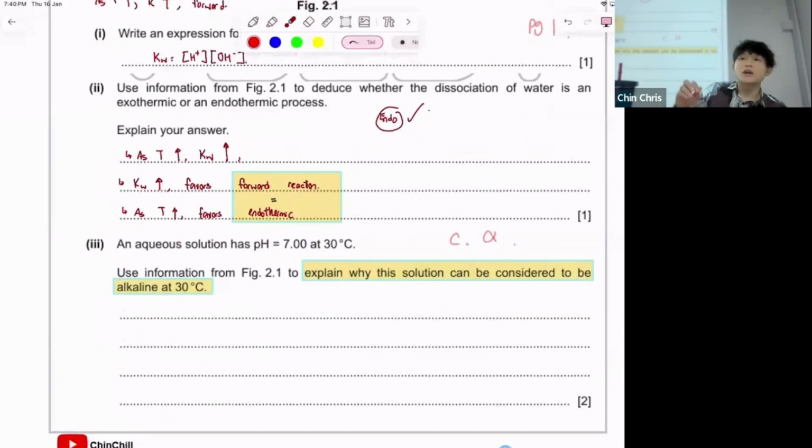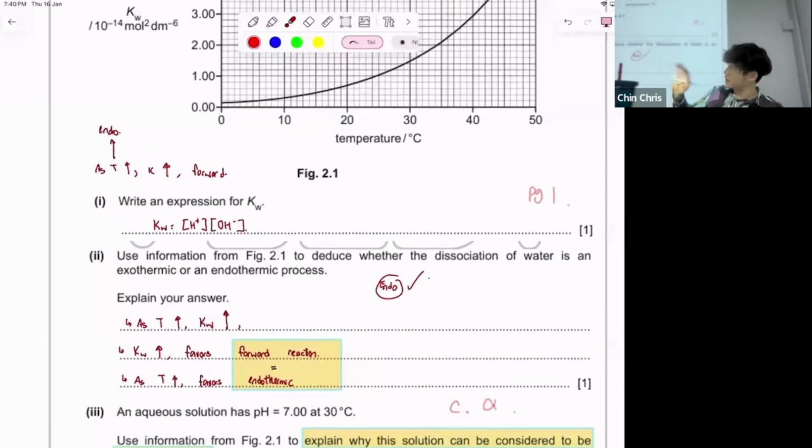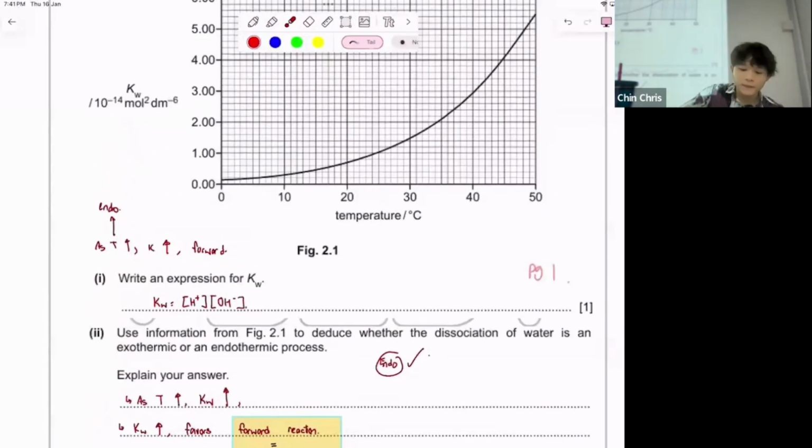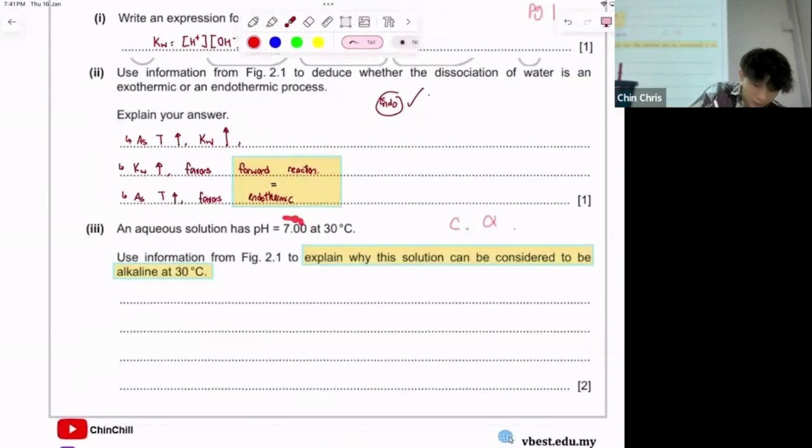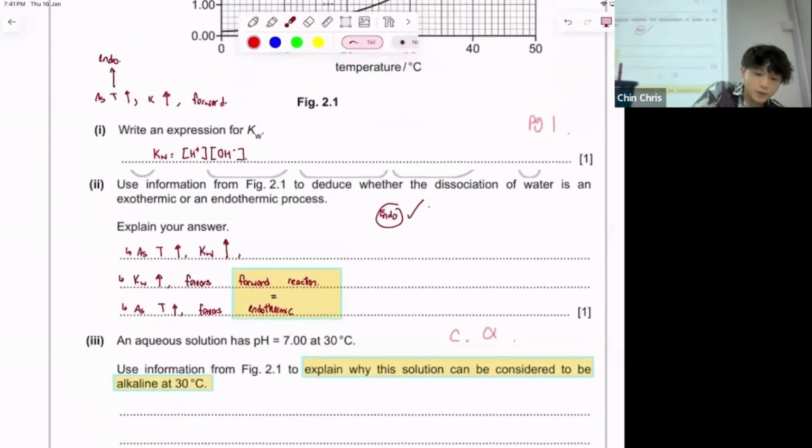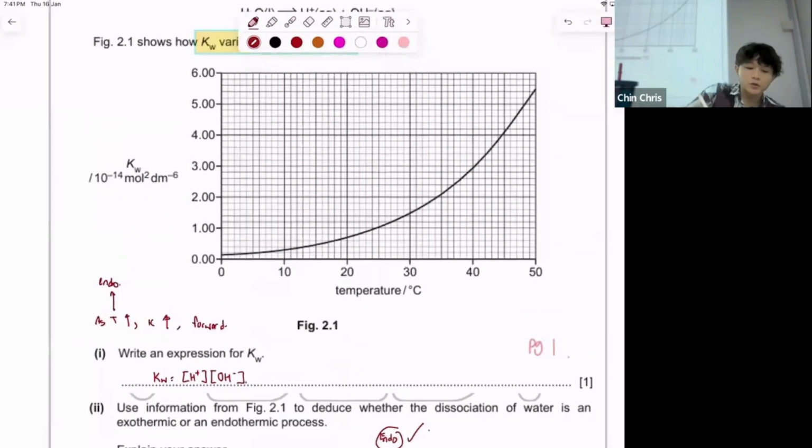Very simple, guys. You can explain with calculation. If you don't want to explain with calculation, no problem. So now let's look at pH equals 7 at 30 degrees. Please tell me, what is your Kw value at 30 degrees? Read the graph. So Kw is 1.5, right?